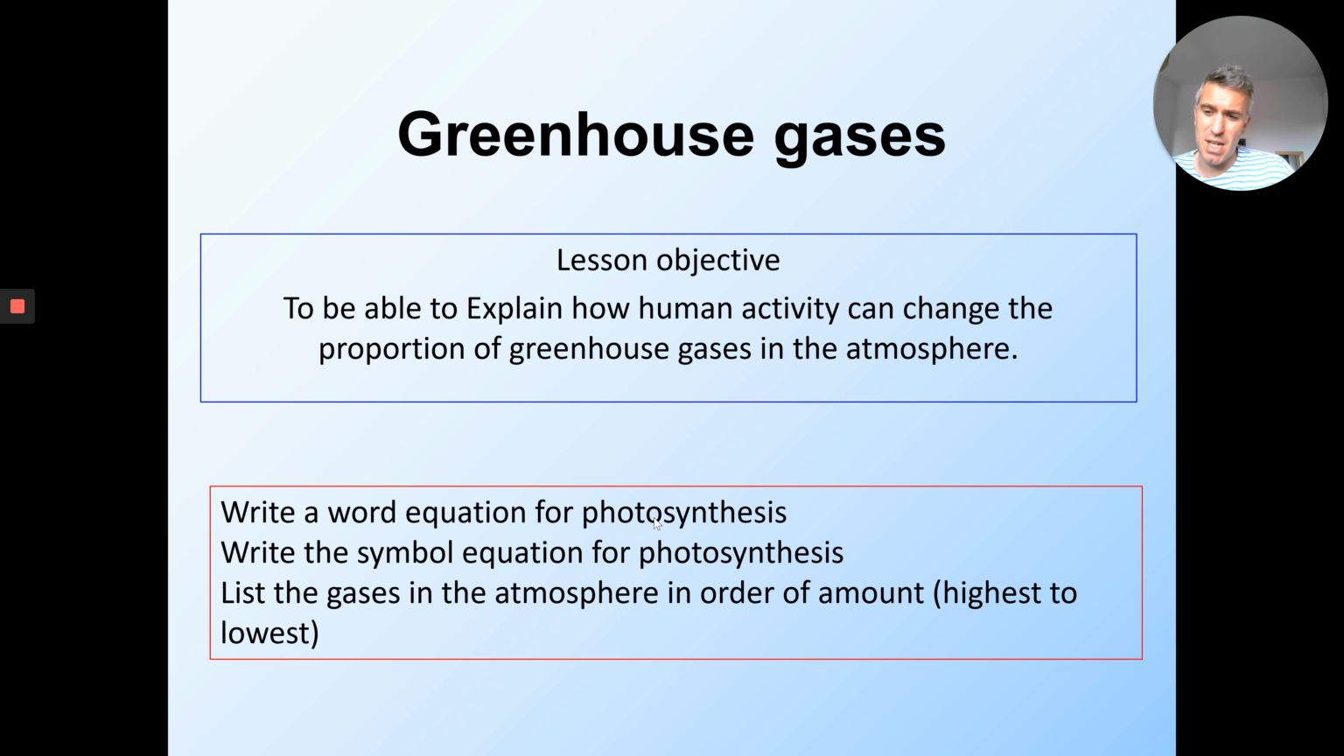So by the end of today's lesson, you're going to be able to explain how human activity can change the proportion of greenhouse gases in the atmosphere, and then what the consequences of that happening are.